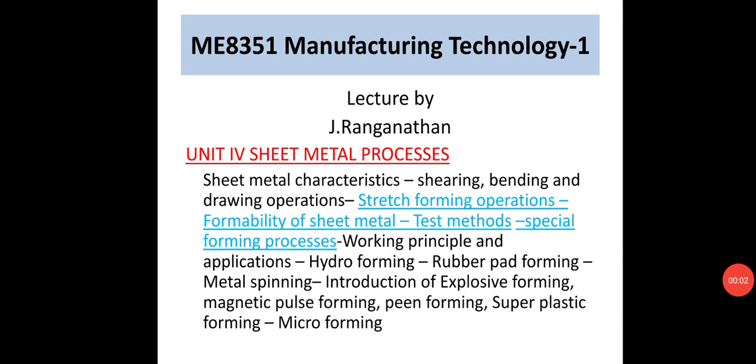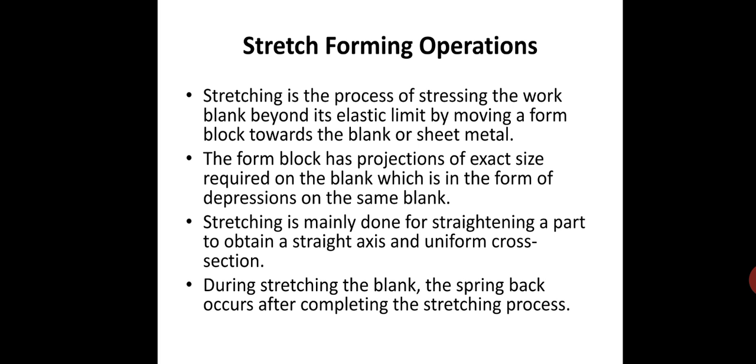ME 8351 Manufacturing Technology 1, 4th unit, sheet metal process. In that 4th unit, we are going to see the stretch forming operations, formability of sheet metal, formability test methods, and special forming processes. First, stretch forming operations.